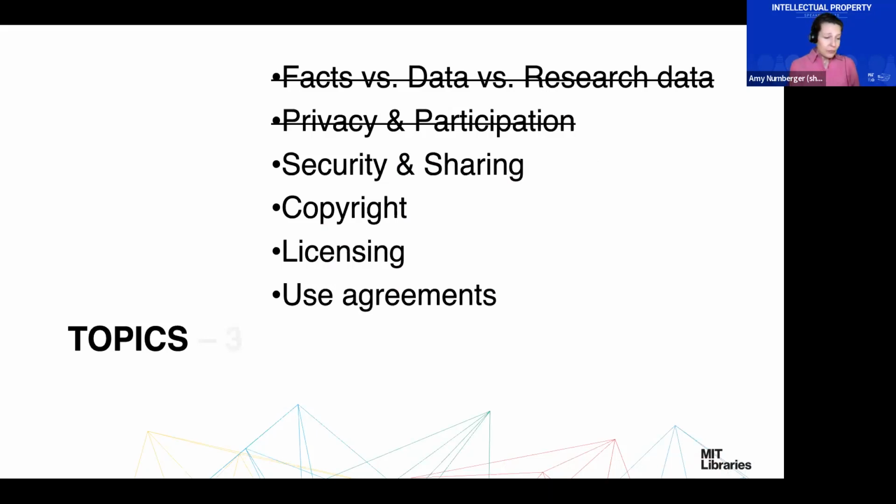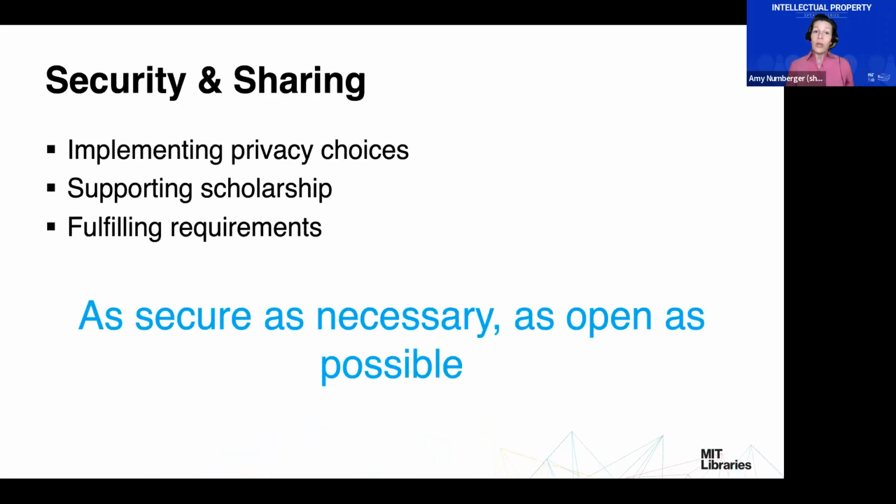So with that, we've covered some of those ideas about privacy, and that allows us to move into questions about security. Now that we've thought about what privacy means and how we think about participation in the research endeavor, how does that influence what we think about when we think about security? One of the things we like to say in this area of research data is that we want to implement those privacy choices in a way that supports scholarship and fulfills the requirements we have to our funders, our institution, our partners, and our other stakeholders in that research endeavor.